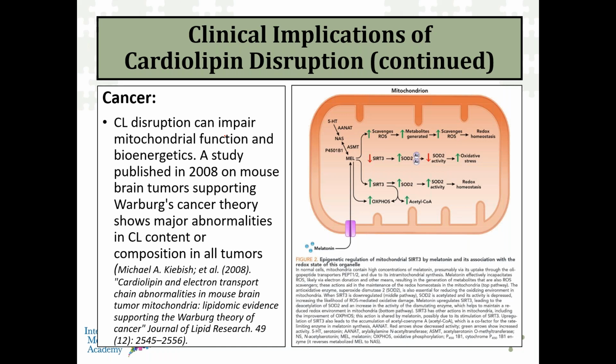Okay, cardiolipin disruption can impair mitochondrial function and bioenergetics. This has been something that has been looked at with regards to cancer regulation within a cell. If we have faulty intermitochondrial membrane, okay, we're going to have faulty ATP production. We're also going to have increased oxidative stress, and increased oxidative stress leads to downregulation of various antioxidant systems and further damages the mitochondria in its ability to make ATP.